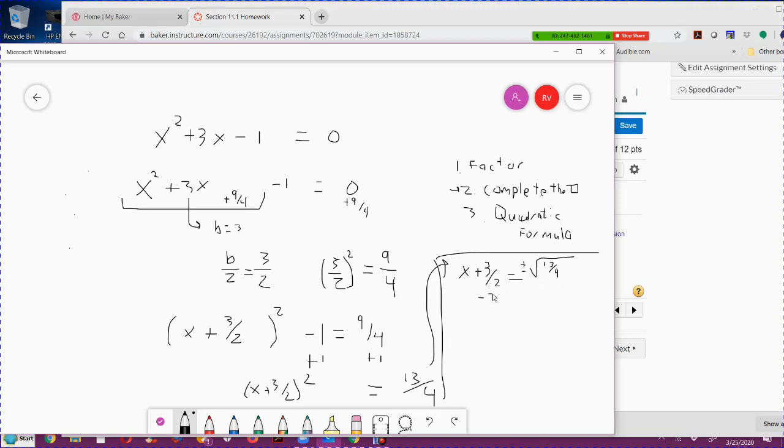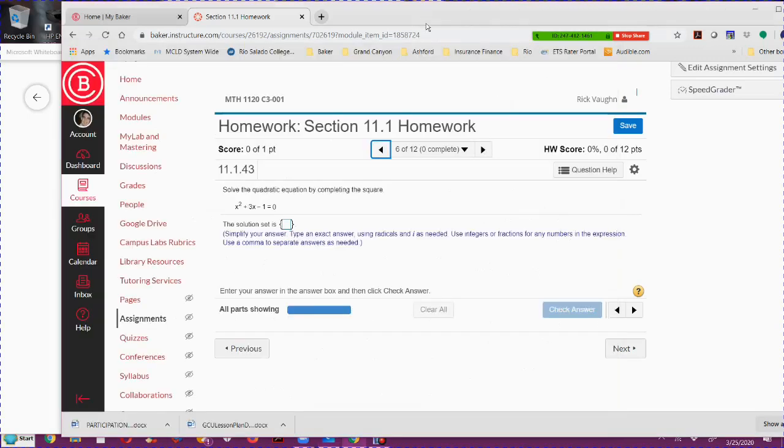And finally, I'm going to subtract 3 halves from both sides, and I'm going to do that out front on the right-hand side. So now I've got the x by itself. I get the minus 3 halves that came over from the left, plus or minus the square root of 13/4. The square root of 13 is the square root of 13. The square root of 4, though, is 2. So I can write this as the square root of 13 all over 2. And these are the answers that I'm going to put right into the Pearson box.